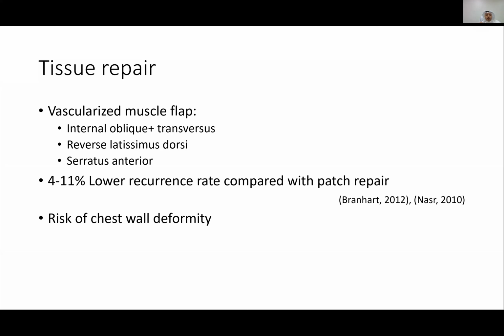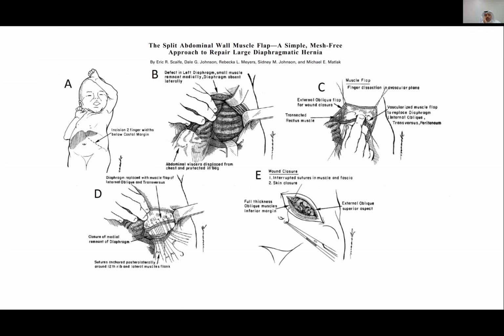Again, tissue repair is a good thing to learn or see once or twice to know what the technique is. It's a good adjunct. Some people actually like to do it instead of patch. So if they can't do primary repair, they will do tissue repair. This paper is a good paper that describes a split abdominal wall muscle flap, with nice details.